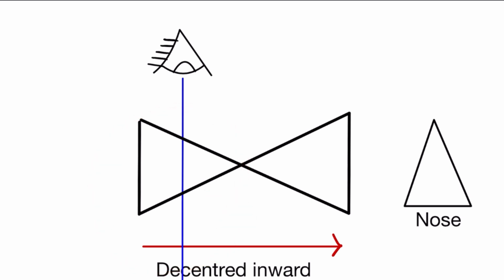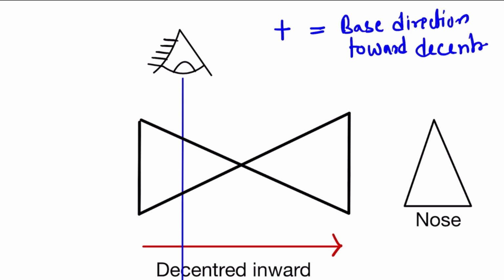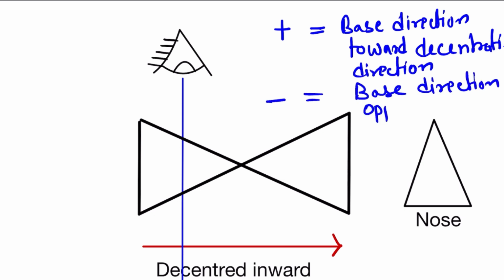To remember this easily: if a plus lens is decentered, the base direction will always be towards the decentration direction. If a minus lens is decentered, the base direction will be opposite to the decentration direction.